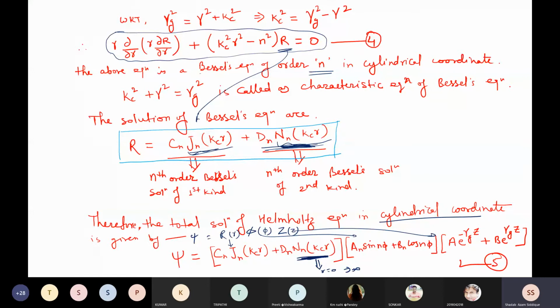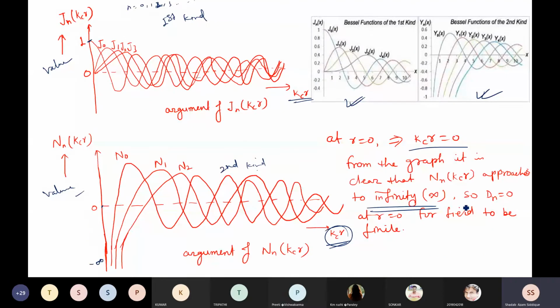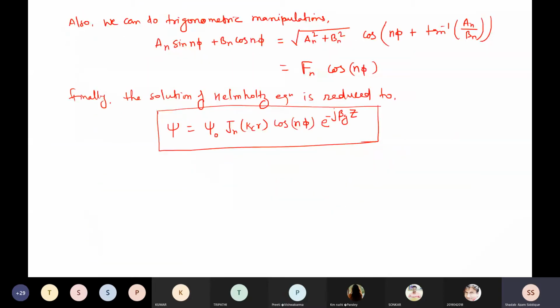To have a finite solution, or a finite field existing in the waveguide, the solution should be finite. So Dn should be equated to 0, because infinity multiplied with 0 will vanish. We will get only Cn Jn(kc r). This term vanishes for the field to be finite at r equal to 0, so we got only Jn(kc r).